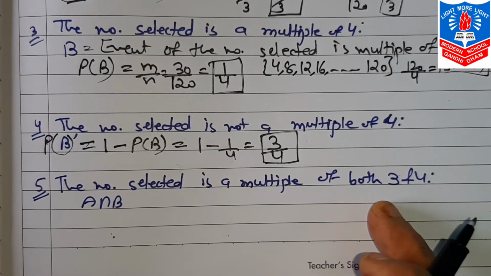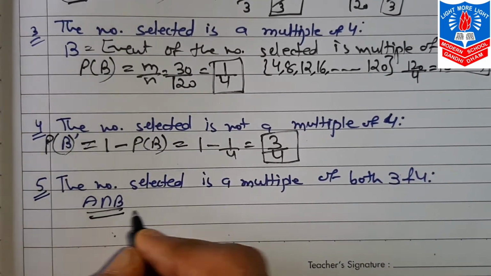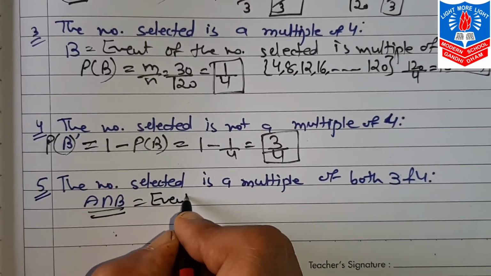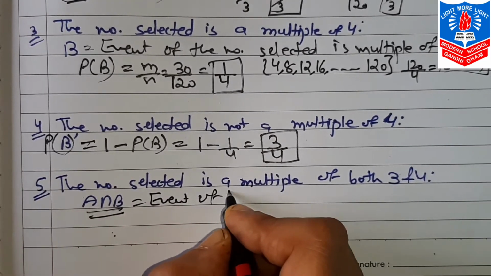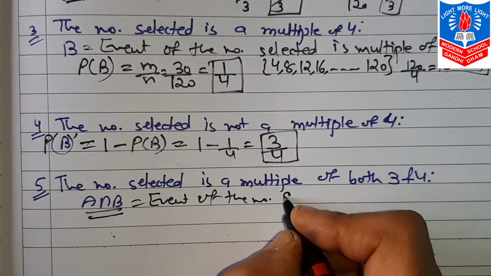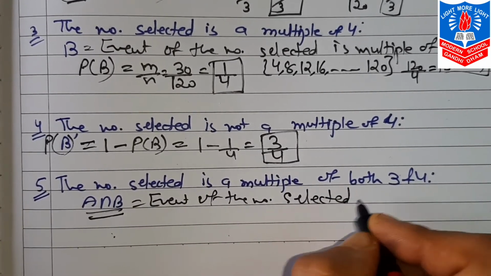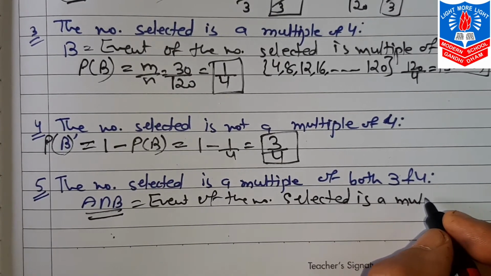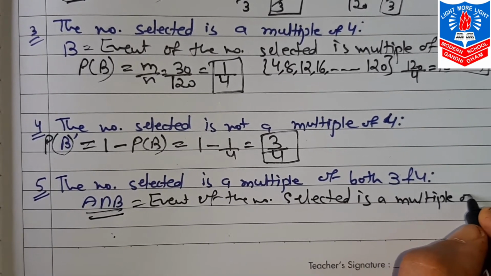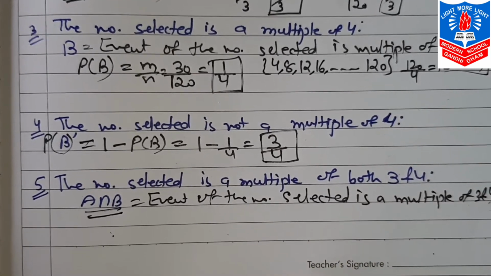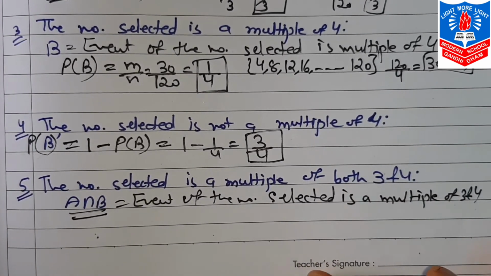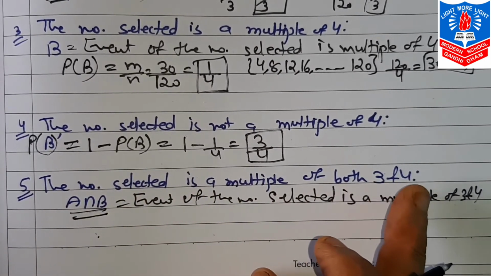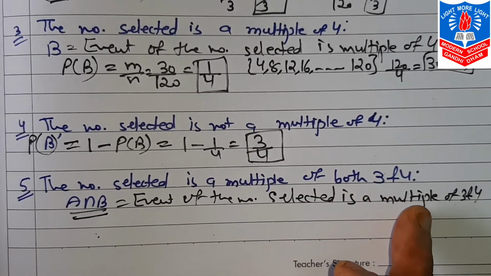Now this is A intersection B. Why? Because this is where the event of the number selected is a multiple of 3 and 4. Now how do we get this 3 and 4? Because it's given, both are there, 3 and 4.